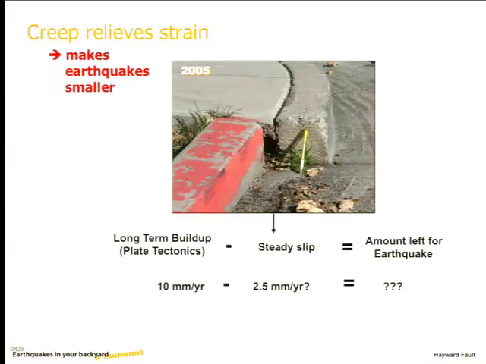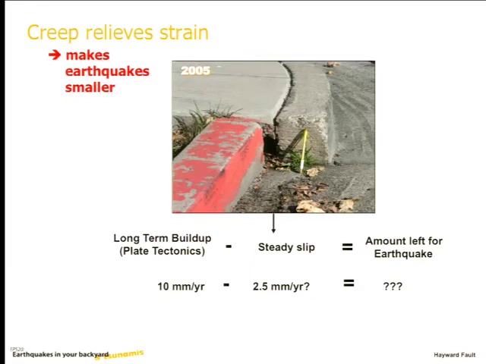So back to our curve. We know what the long-term build-up on the fault is. This is for the Hayward fault specifically, 10 millimeters per year. In this particular location in Hayward, the steady sliding, this offset of this curve, corresponds to about 2.5 millimeters per year. Okay, so you take your long-term rate, which includes everything, at 10 millimeters per year, you subtract your 2.5 millimeters per year, and what you're left with, 7.5 millimeters per year, is the amount of build-up that is going to have to be accommodated in a future earthquake.